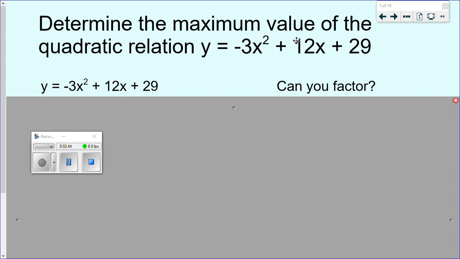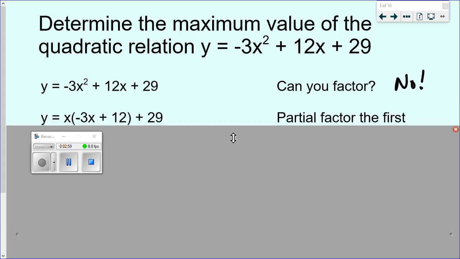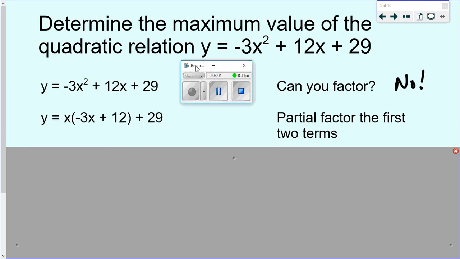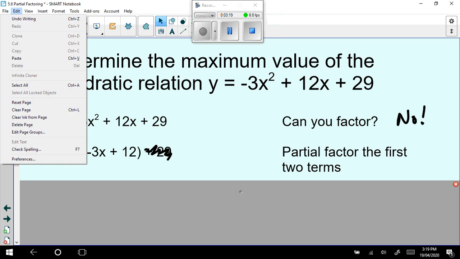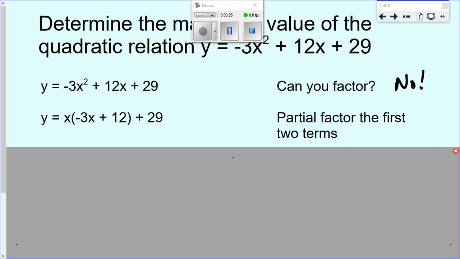All right. Determine the maximum value of the quadratic relation. The first part is, can you factor? And the answer is no. No, you cannot. So we have to start looking at other ways to approach it. What we're going to do is something called partial factoring. We can factor the first two terms, and if we ignored this part, we know how to factor that. The problem is, it's there. So how do we deal with it?